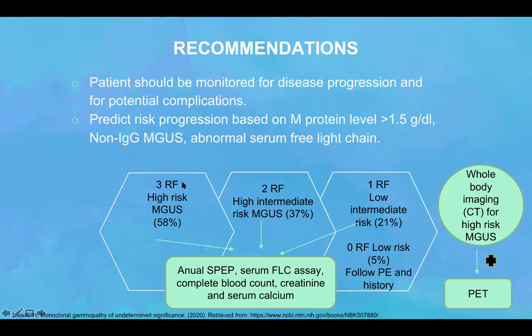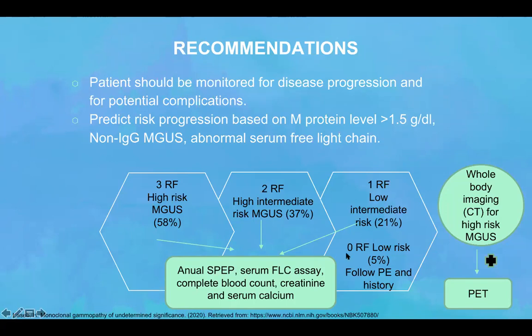If we have 3 high risk factors, this patient is going to be put in the high risk group, and this patient has to have an annual serum electrophoresis. We're going to be doing serum free light chains, and also lab tests, creatinine, and serum calcium. This is also useful in patients that have a high intermediate risk and also a low intermediate risk.